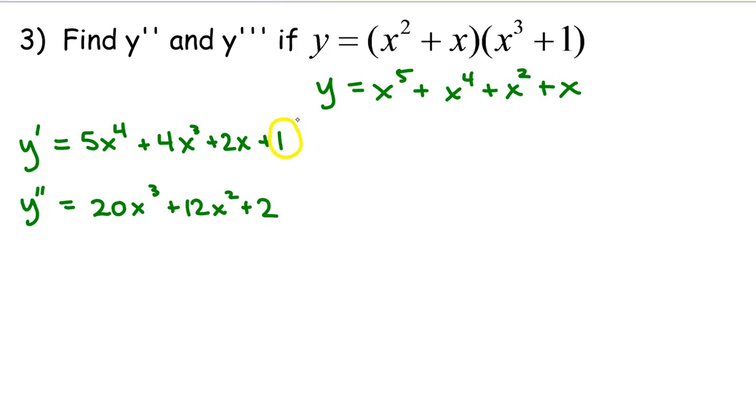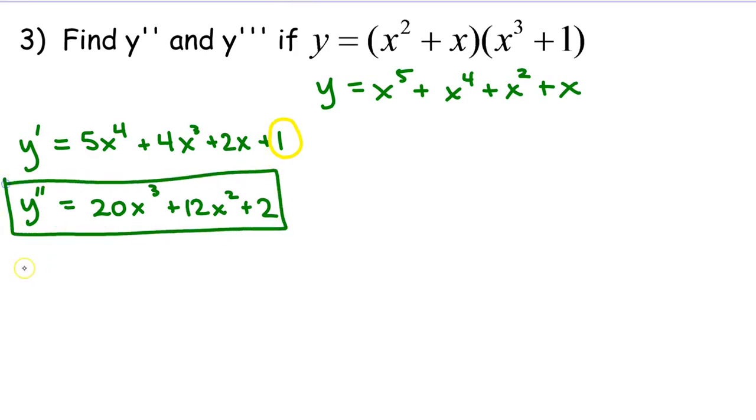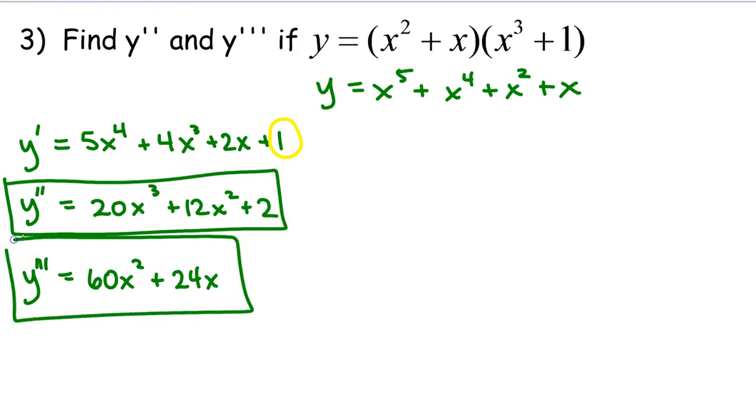And now we're about to find the third derivative. That's our second derivative. So the derivative of 20x cubed is 60x squared plus the derivative of 12x squared is 24x, and then the derivative of 2 is 0. Okay, if you had used the product rule, you would have answers that were equivalent to these answers.